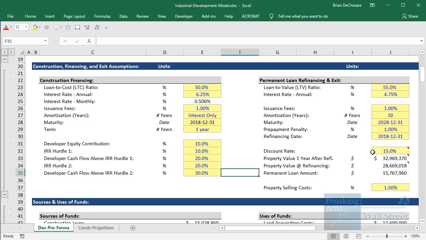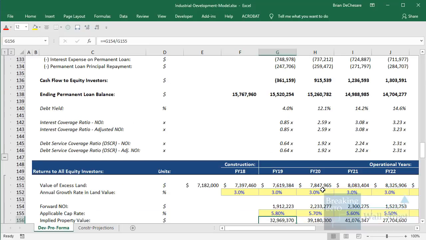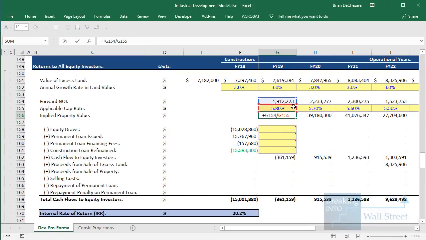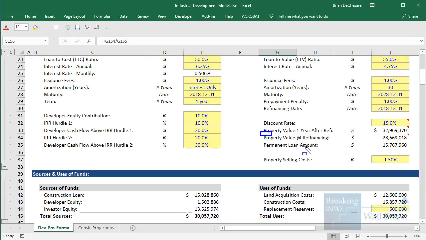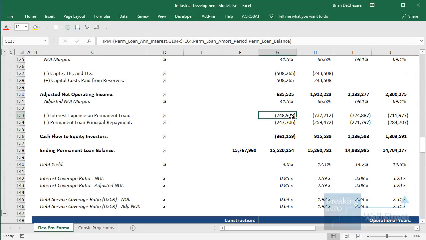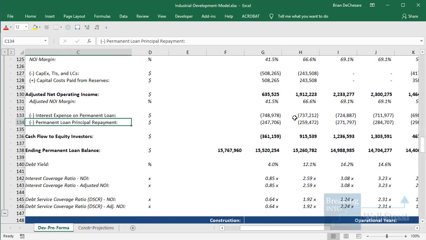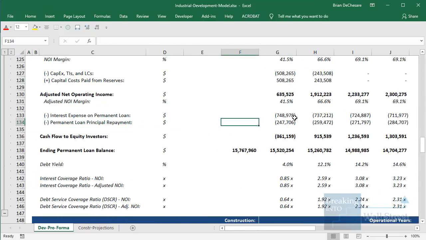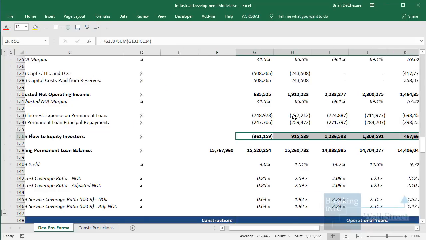But when this refinancing takes place, the property is not yet stabilized. So we need to get the property's value 1 year after the refinancing takes place, which is about $32 million here. Once we have that, then we discount it back to its value at the time of the refinancing based on a 15% discount rate, and we get to the permanent loan amount based on that. So that's how we get to that number here, and then we just use simple IPMT and PPMT functions to project the interest expense and principal repayment on this permanent loan, and we get to the cash flow to equity investors below.